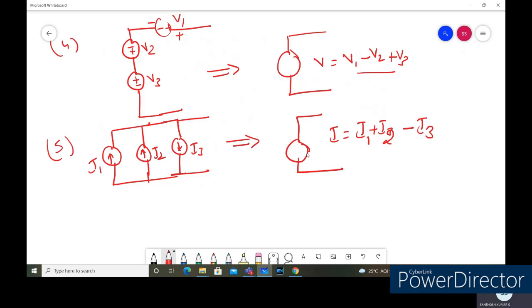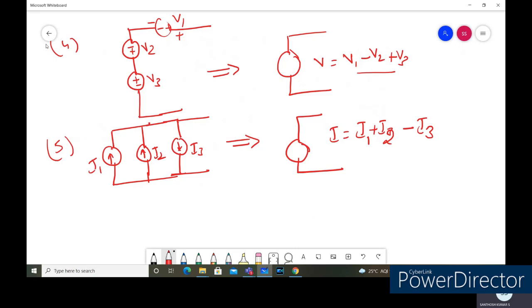So this is how the different current sources which are connected in series and parallel can be replaced with a single current or voltage source. Similarly, for the current sources, the resistor always has to be connected in parallel, and for the voltage sources, the resistor always has to be connected in series. We are going to simplify the circuit based on this concept. So this is how we can perform the source transformation.